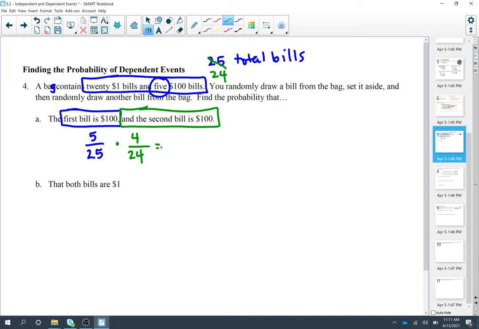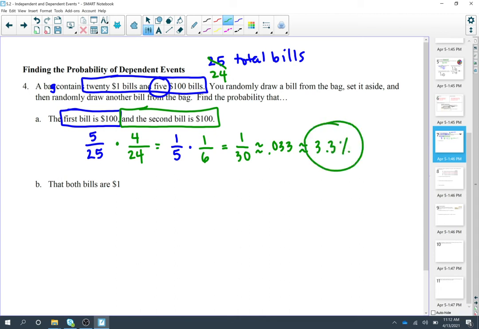If we simplify 5/25, that's going to give us 1/5, times, if we simplify 4/24, 1/6. 1/5 times 1/6 is 1/30th, which is roughly 0.033, which is roughly, you have a 3.3% chance of pulling two $100 bills out of the bag.